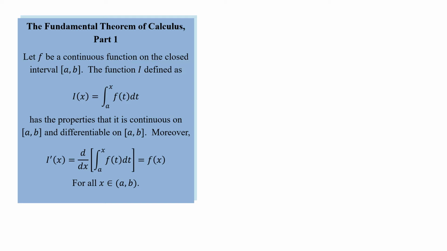This t here is called a dummy variable. It's just kind of sitting there. We don't actually use it. It's just a placeholder for other stuff. Anyway, it has a property. It's continuous and differentiable on that interval.